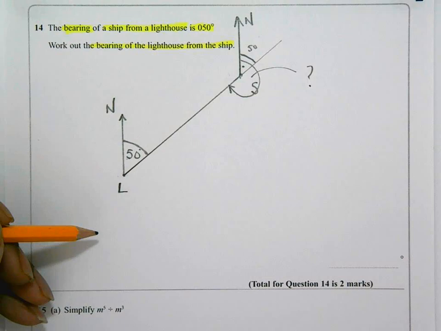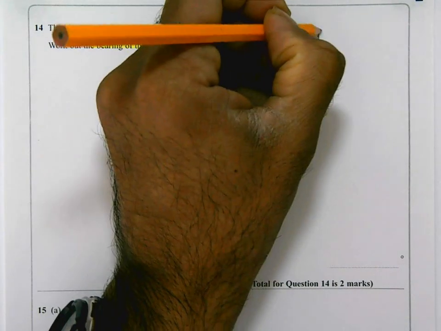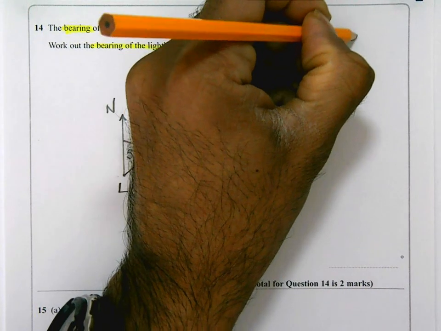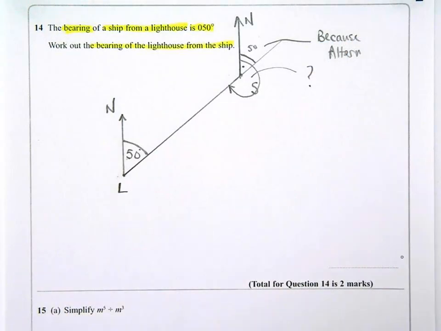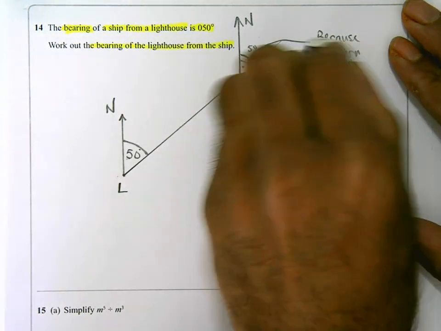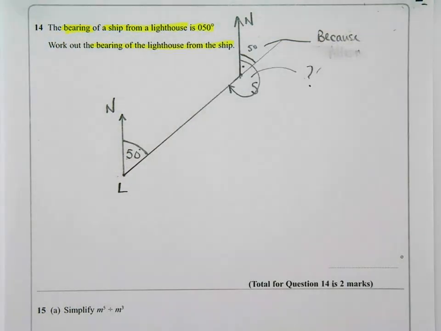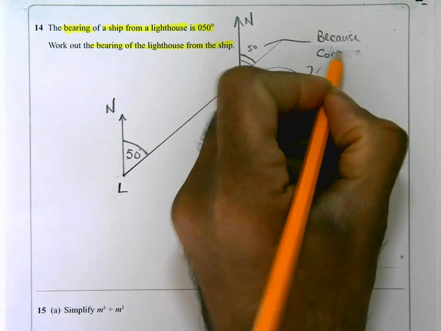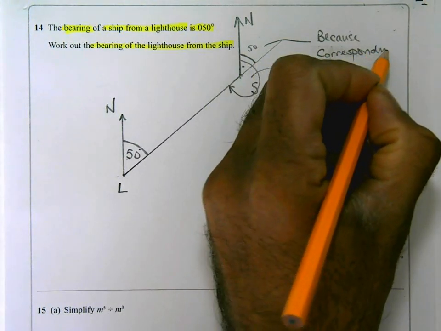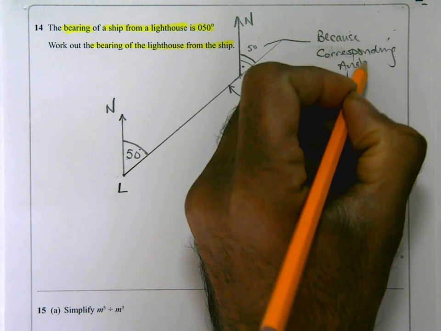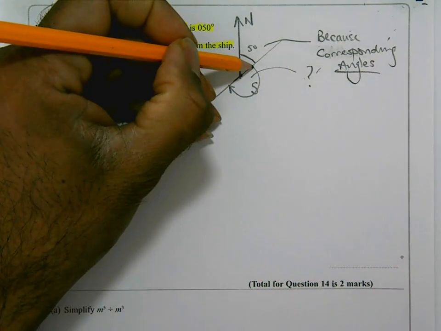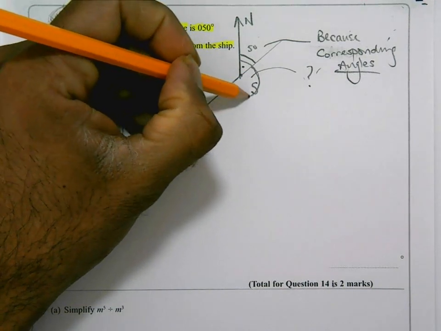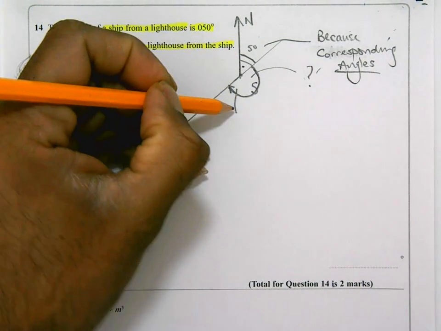So I'll put the reason up here. Not alternate, it's because it's corresponding angles. And corresponding angles are equal. So those two angles are corresponding and they're exactly the same. What I'm left with is this part of the angle over here, and you can see that is a straight line. So this section of the angle is going to be 180 degrees.